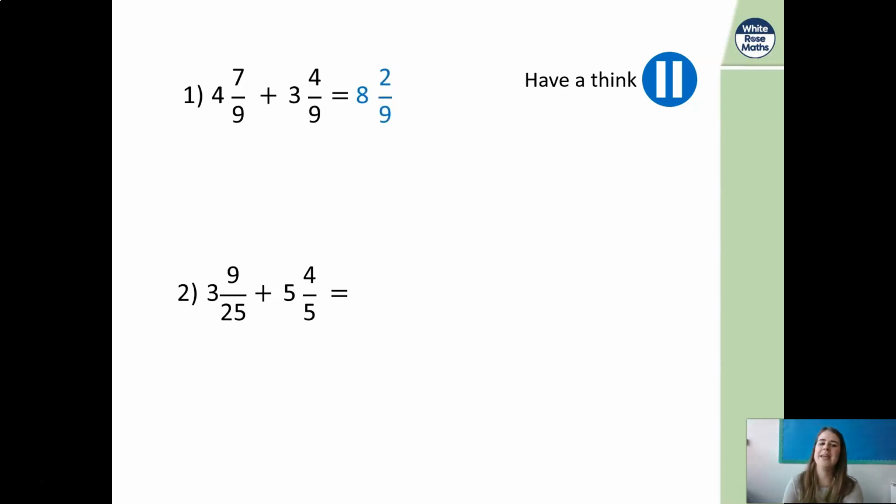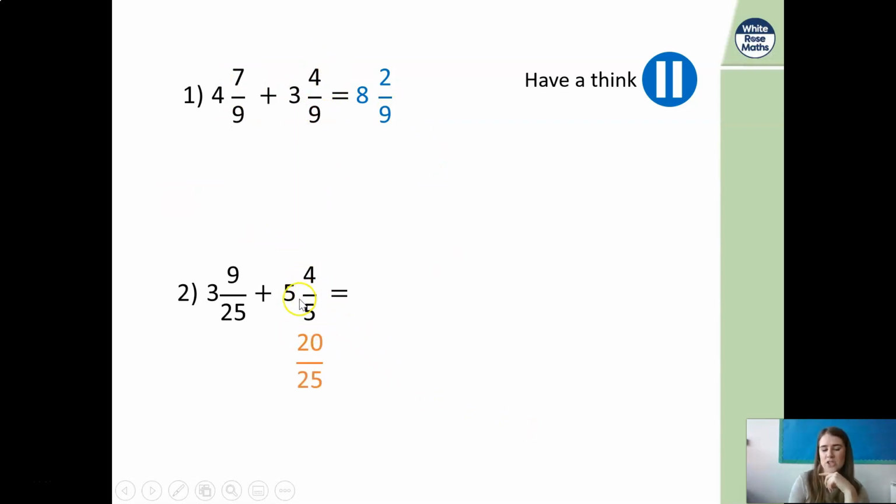Okay, so number 1 here, the answer is going to be 8 2/9. So you could have done it where you did your 4, add your 3, which was 7. Or you could have done it so that you had your 9 times 4 is 36, added your 7, 9 times 3 added the 4, and added them together and then simplified it.